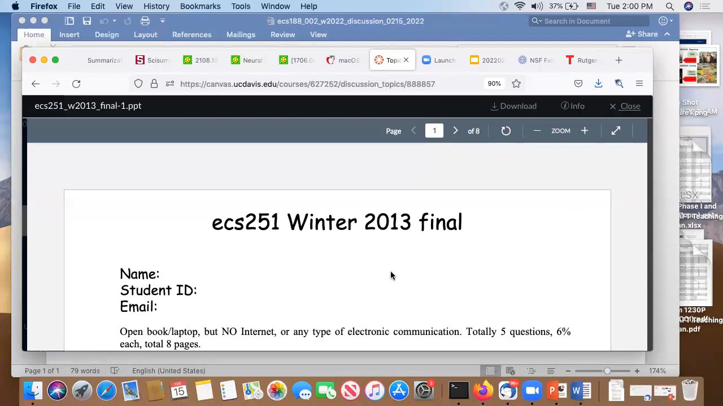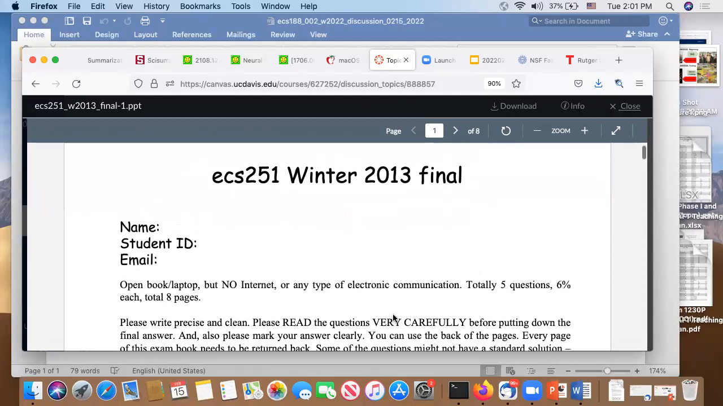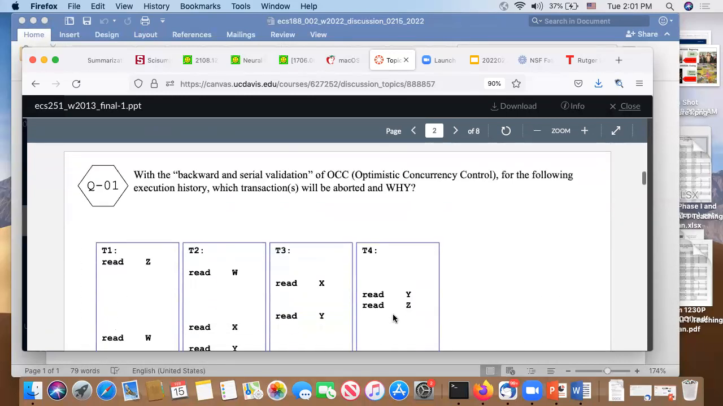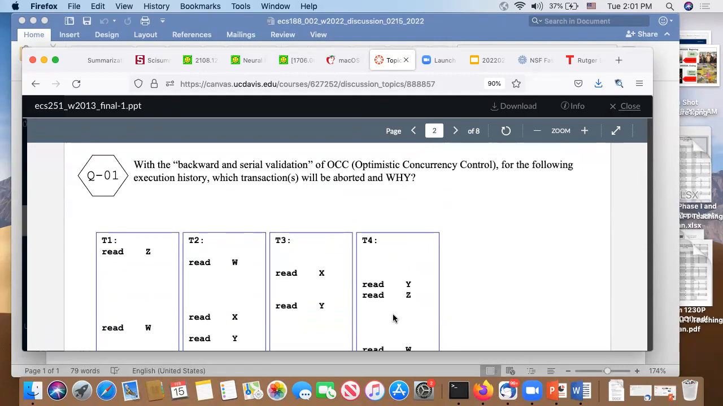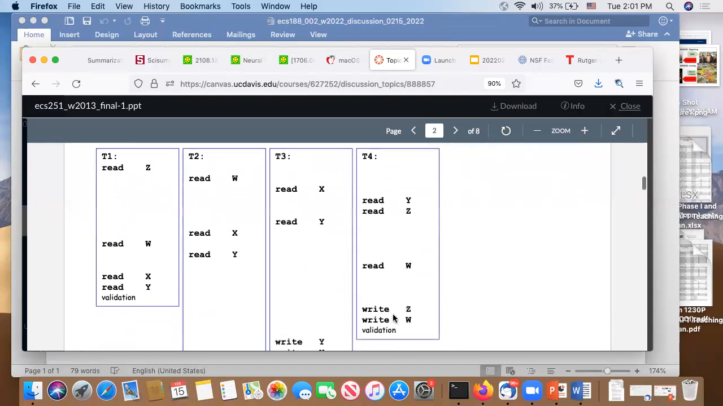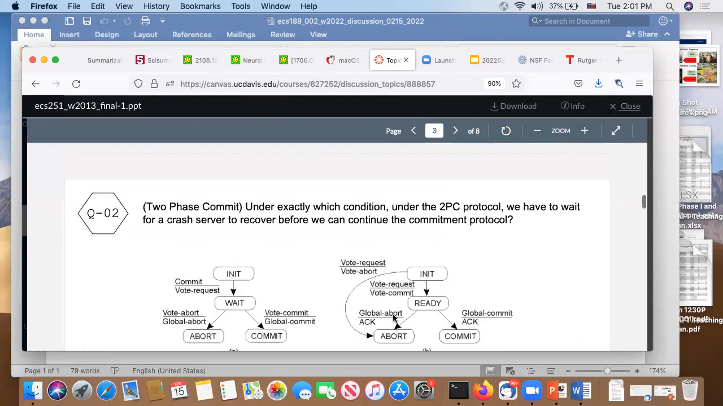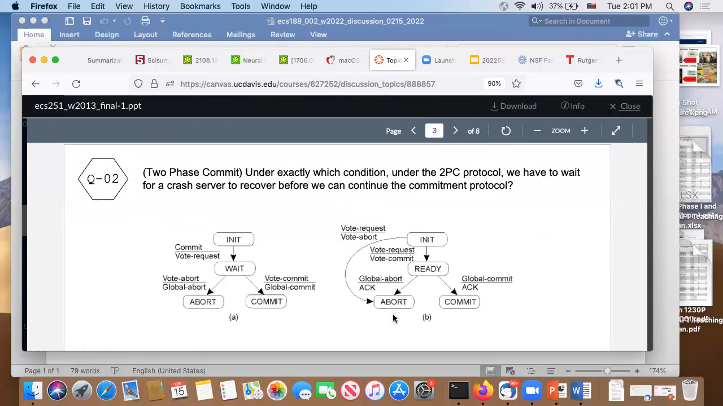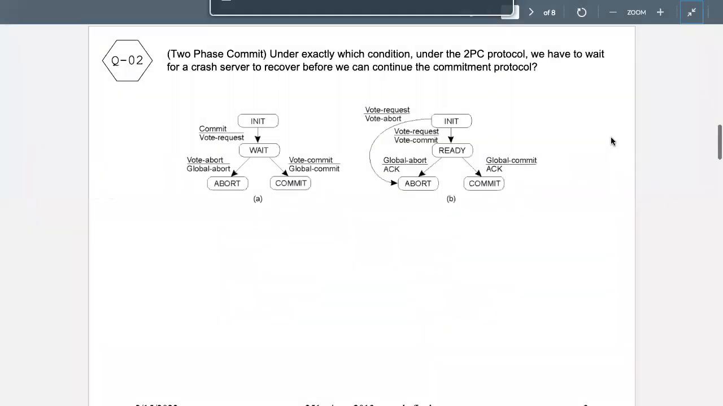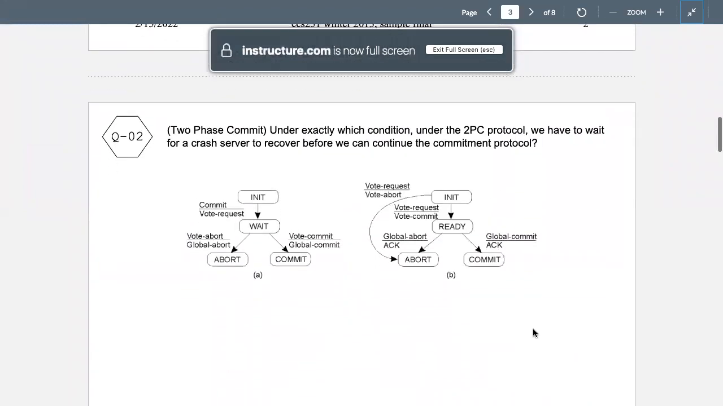Okay. All right. So this one was a winter 2013 final. This one is about transactions, optimistic concurrency control. But I said we're not going to do optimistic concurrency control, so you can skip that. And this question is a standard two-phase commit. This particular part will be covered. Okay. So let's look at this question.